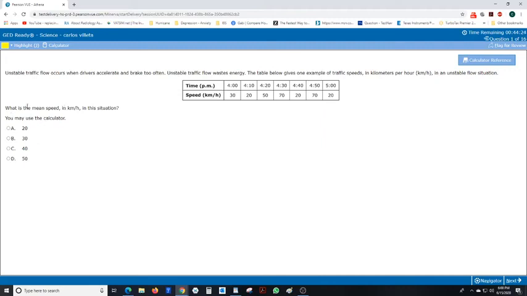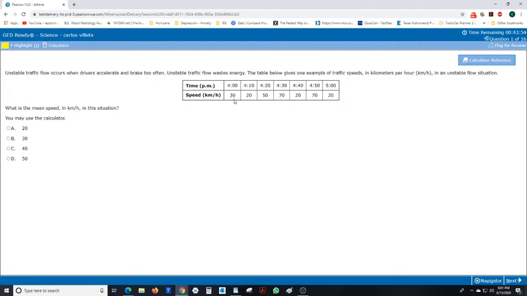If you look at the question, it says, what is the mean speed in kilometers per hour in this situation? Well, remember, it's giving you a clue right here. Kilometers per hour, okay? So you're going to get the kilometers, and you're going to divide it by the hours, okay? So let's take a look. Oh, it's already been done. Look, it says kilometers per hour right here. See? So it says the mean.